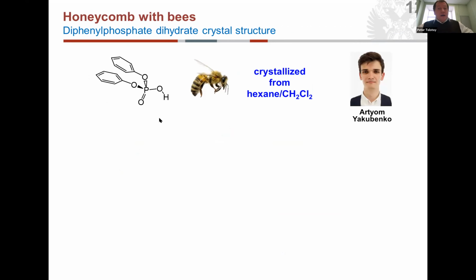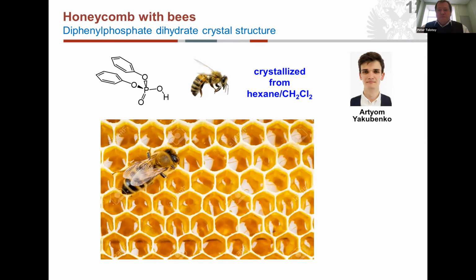Phosphoric acids are rarely known. The crystal structures of phosphoric acids are few and far between. Now, a couple of days ago, Artyom Yakubenko has successfully crystallized a hydrate of diphenyl phosphate, the molecule that looks like a bee. This is the structure that he has obtained.